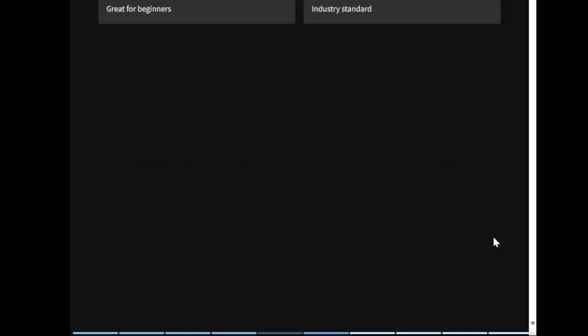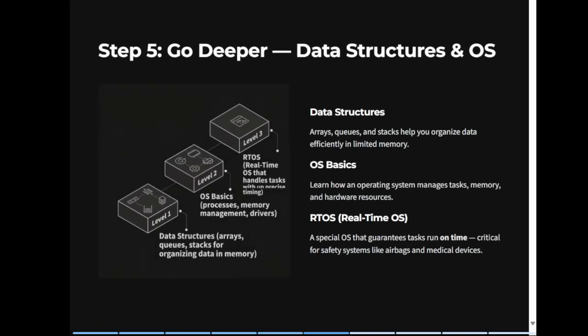Then next is data structure and operating system. If you get a question why data structure in embedded systems, as we say, in the microcontroller we have a limited space of memory, typically in MB or KB. So in that memory space you have to fit your code.